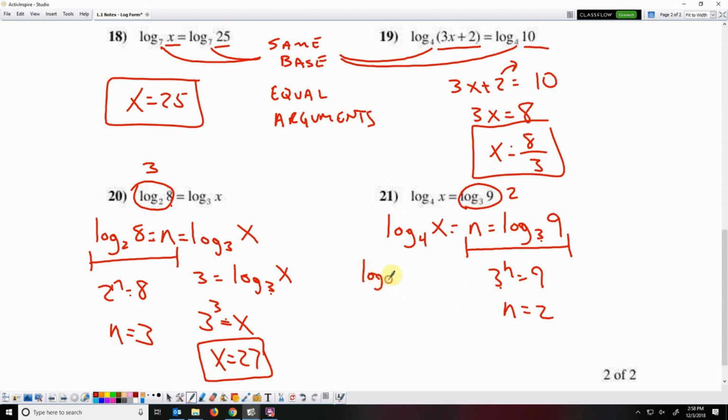So log base 4 of x equals 2. 4 to the second power equals x. So x equals 16.